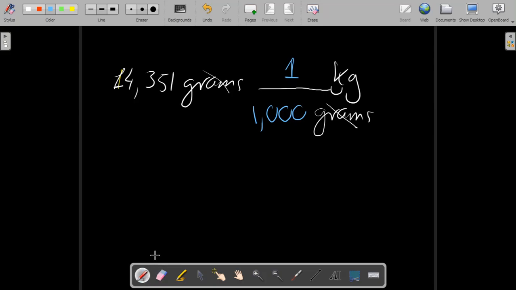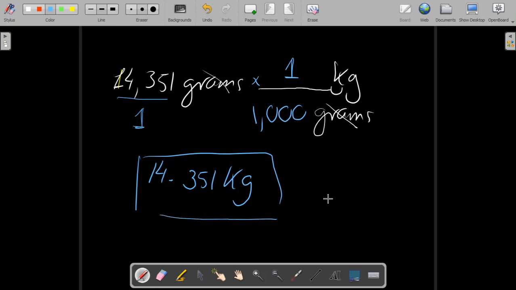My pen, go back to my pen. So if you do the math, remember what we said. These are multiplying, okay? Those tops are multiplying. One is not going to change anything. And then divided by 1,000. Remember that this is also like a fraction. You always can put a 1 dividing or multiplying. It doesn't change anything. So this top divided by the bottom, always. And if you do the math, you'll find that you have 14.351 kilograms. That is your answer. You just converted your grams into kilograms.